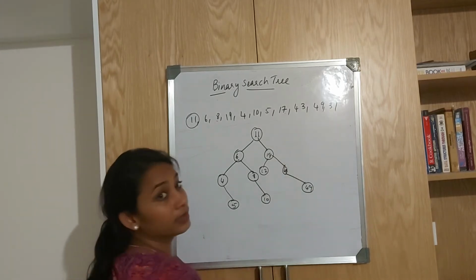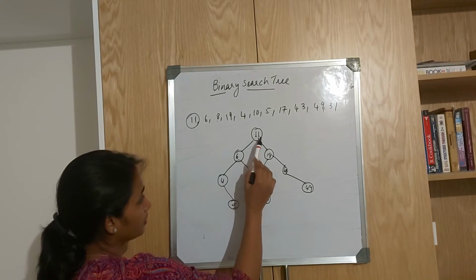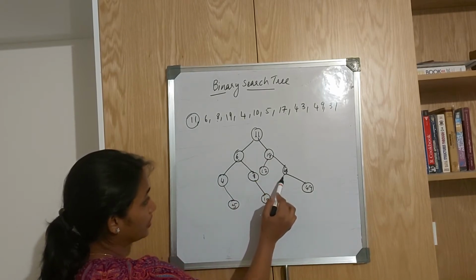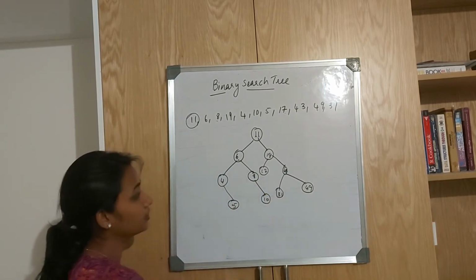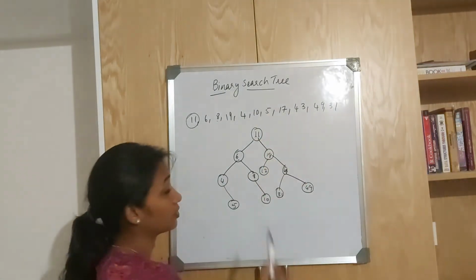The next one is 31. So you keep on checking. It is greater, it is greater, it is less. So 31 is going to come here. This is how you keep on inserting a node inside a binary search tree.